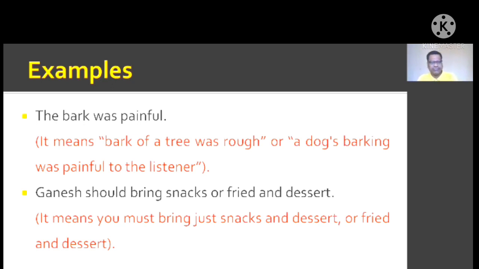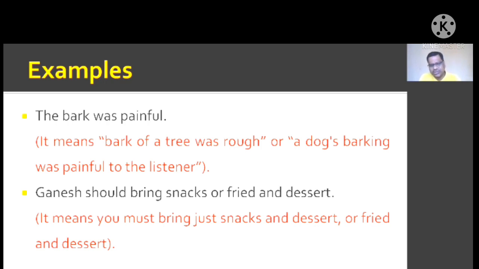The bark was painful. Now you see here, the word bark is giving you a couple of meanings. One, the bark of a tree that was rough, that was why it was painful. Another meaning of the word bark is the barking of dogs, and when dogs are constantly barking, that is also a painful experience for a listener. So the word bark gives you more than one meaning, and that's why it is a case of lexical ambiguity.